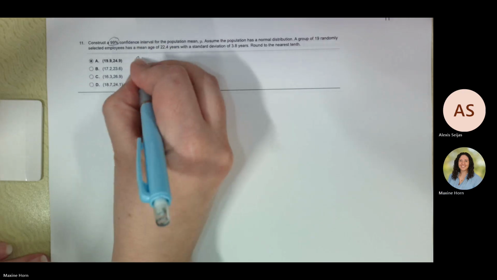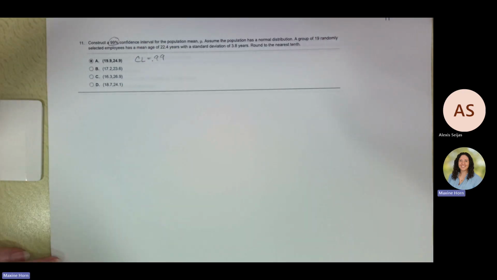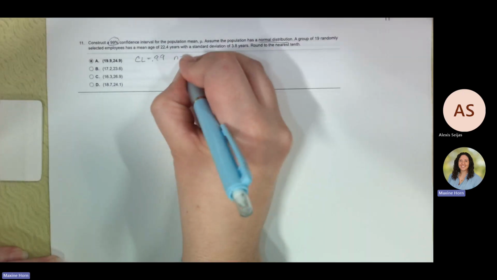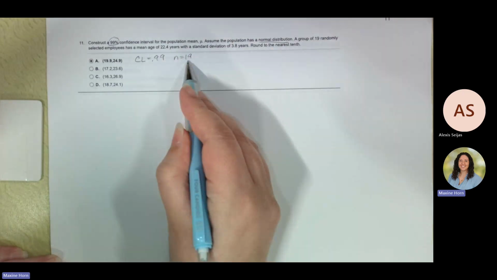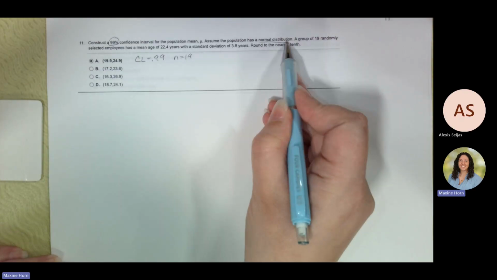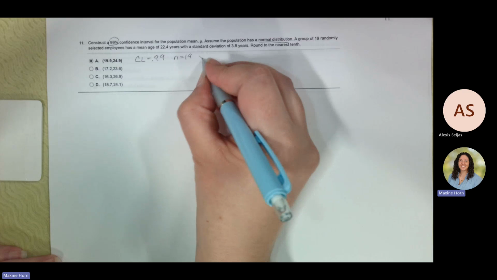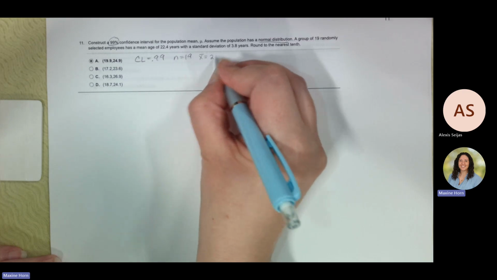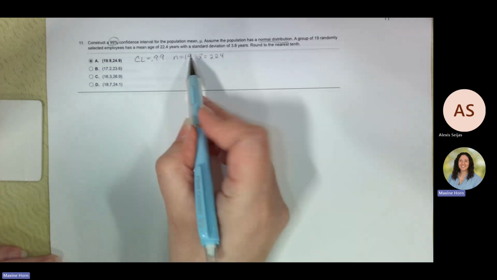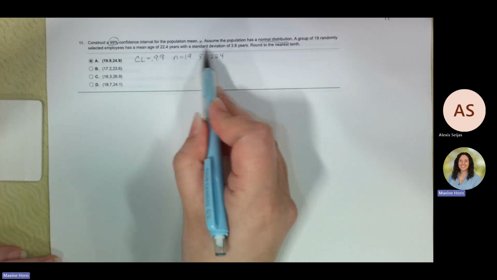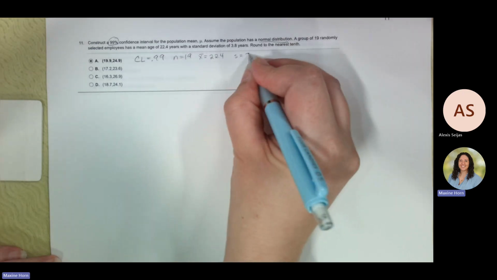Construct a 99% confidence interval for the population mean, assume the population has a normal distribution. That's good. A group of 19. Again, it's okay that it's 19. It's okay that it's less than 30 because it's normally distributed. A group of 19 randomly selected employees has a sample mean age of 22.4 years. The sample has that mean, and that sample has a standard deviation of 3.8 years. Round to the nearest 10th.